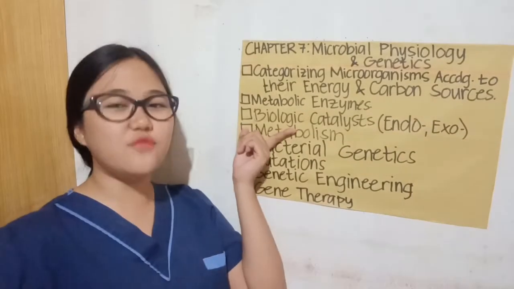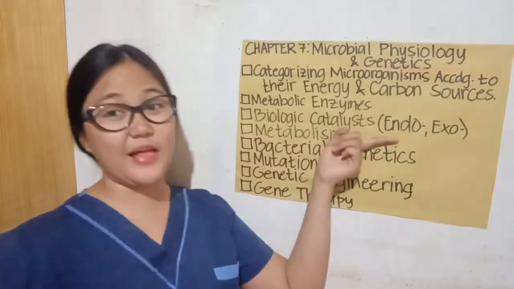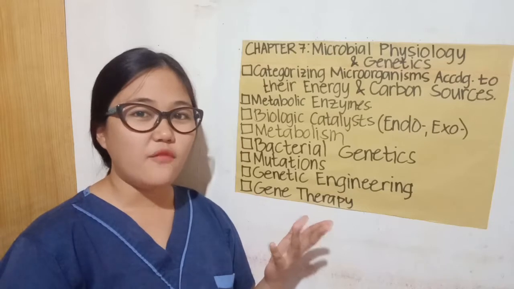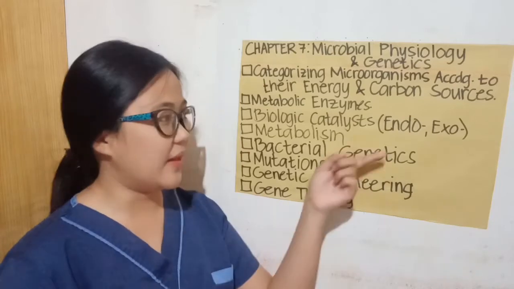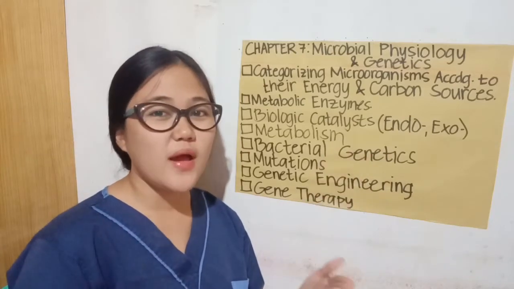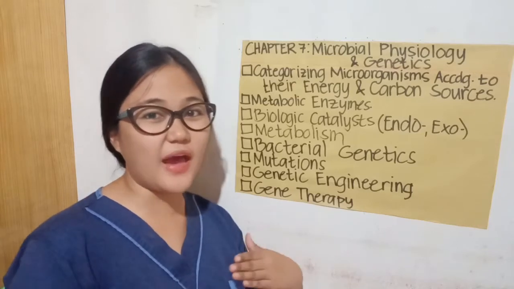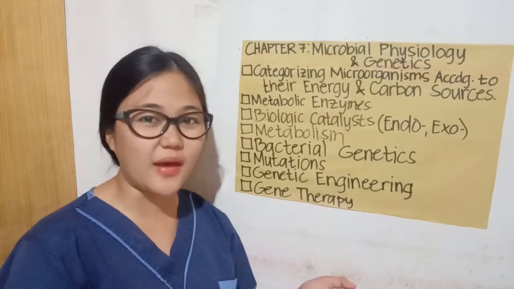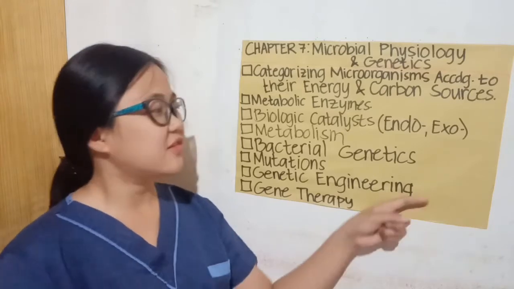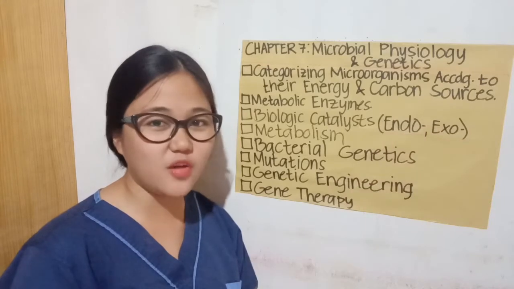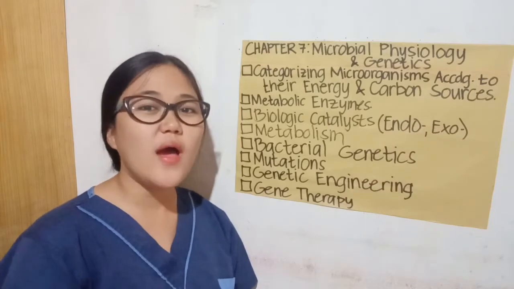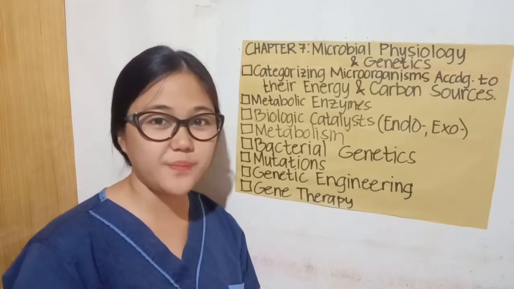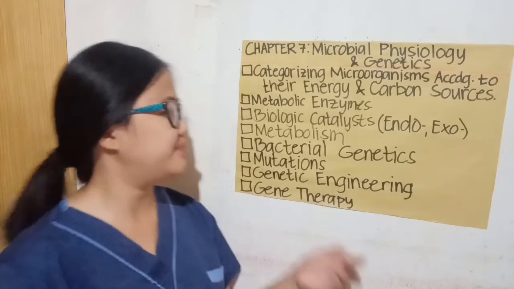Let's move on to biologic catalyst, for example, endoenzyme and exoenzyme. Endo means inside, so an endoenzyme is the reaction of an enzyme within the cell. Exo means outside, so an exoenzyme is the extracellular reaction outside the cell.